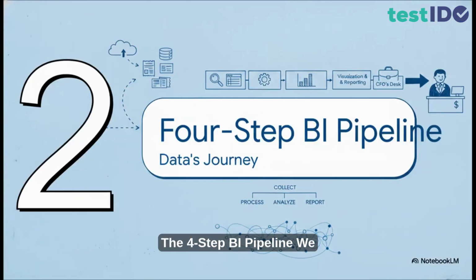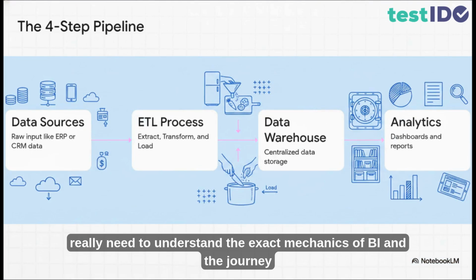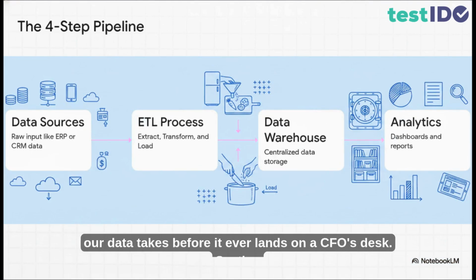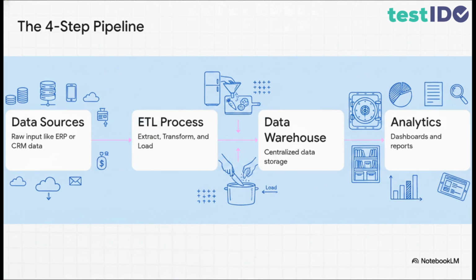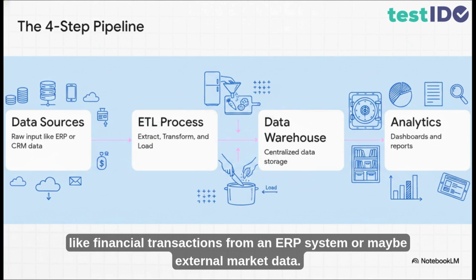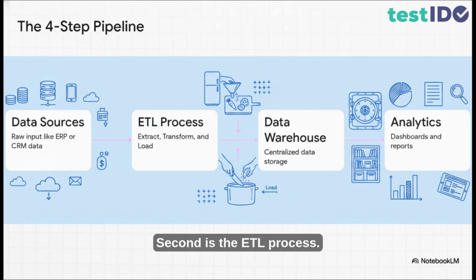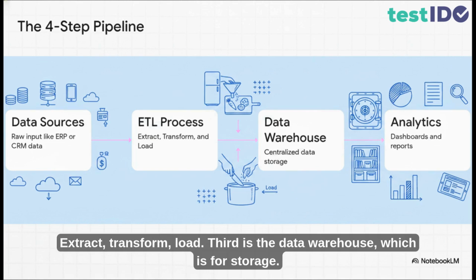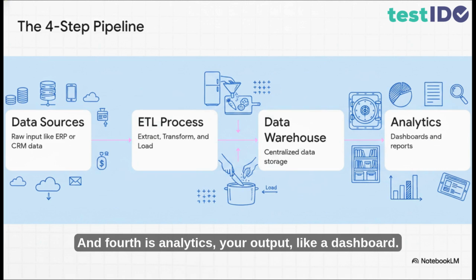Section 2. The 4-step BI pipeline. We really need to understand the exact mechanics of BI and the journey our data takes before it ever lands on a CFO's desk. You'll want to memorize these 4 primary stages. First up, we have data sources. That's your raw input, like financial transactions from an ERP system or maybe external market data. Second is the ETL process. Extract, transform, load. Third is the data warehouse, which is for storage. And fourth is analytics, your output, like a dashboard.